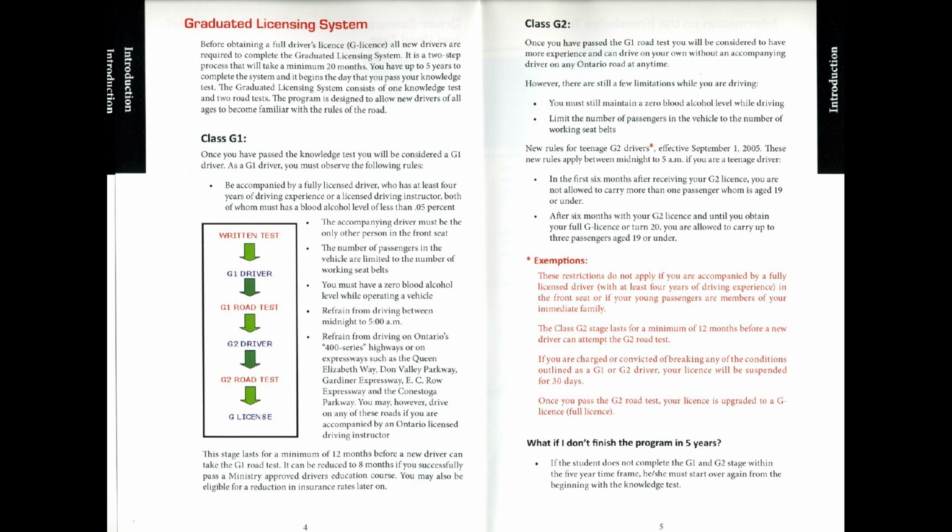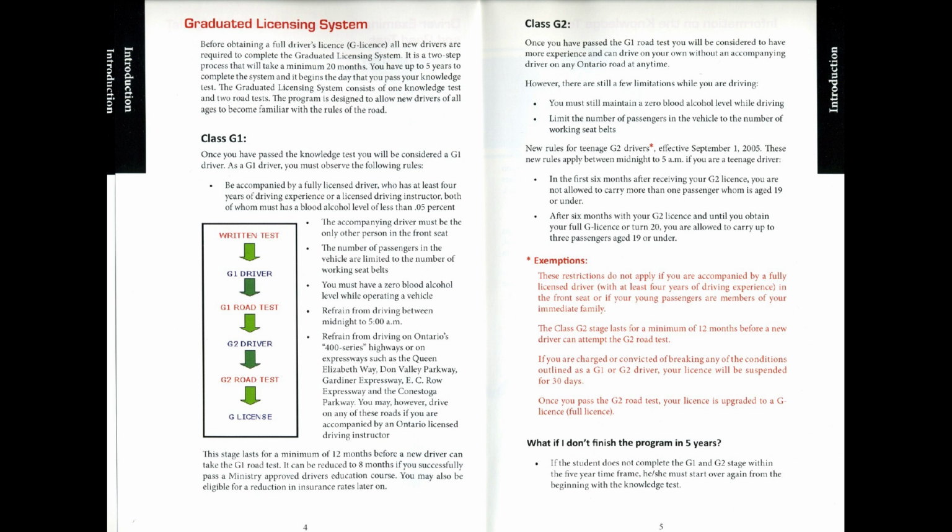Class G2. Once you have passed the G1 road test, you will be considered to have more experience and can drive on your own without an accompanying driver on any Ontario road at any time. However, there are still a few limitations while you are driving. You must still maintain a 0 blood alcohol level while driving. Limit the number of passengers in the vehicle to the number of working seat belts.